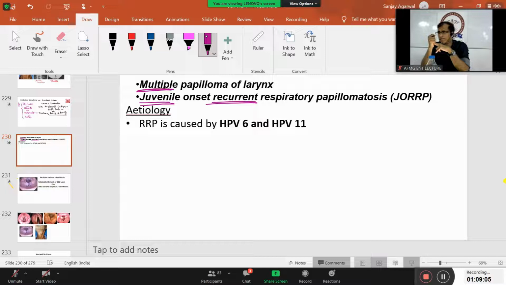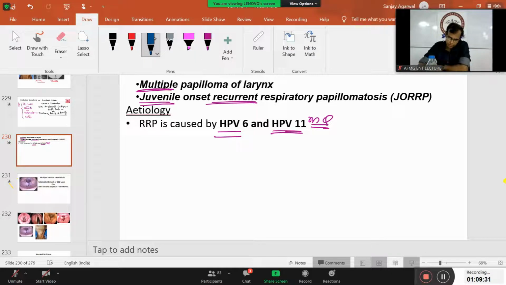Why do you think they are recurrent by nature? Because they are caused by virus, and treating virus is very difficult. So this virus is the most important question from here. Very, very important. Which virus? 6 and 11. Most people remember the HPV, but 6 and 11 will get confused.